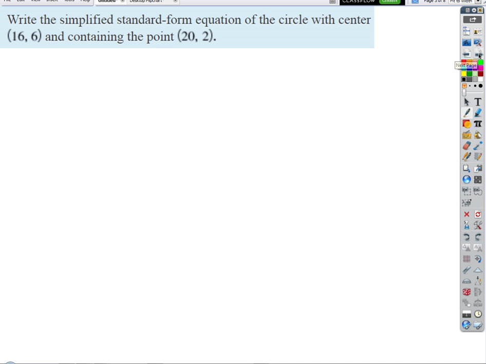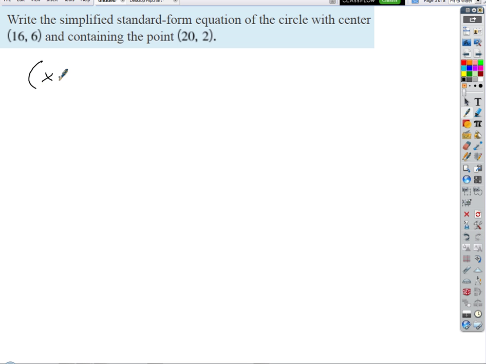Next one, write the simplified standard form equation of the circle with center 16, 6, and containing the point 22. Okay, so this one's a little different. This time they're giving us 2 of the 3, but not the third, right? They're giving us h and k, but they're not giving us r. We're going to have to find r, right?